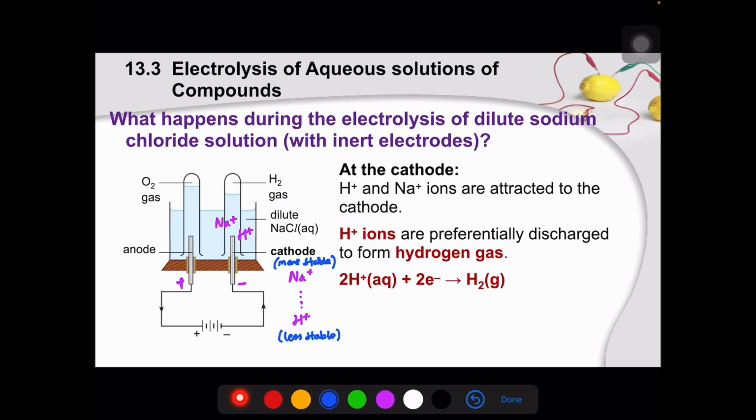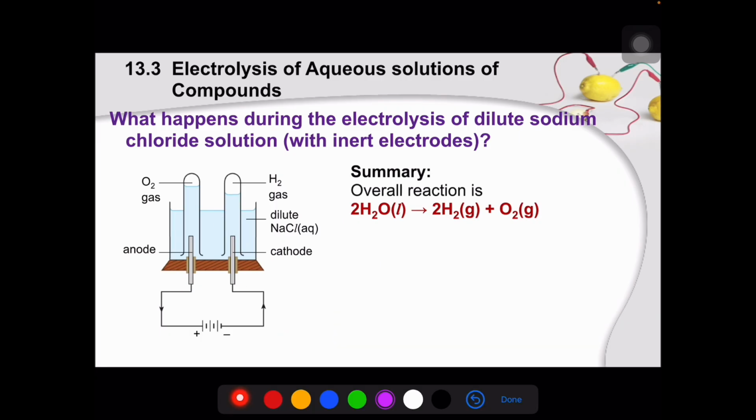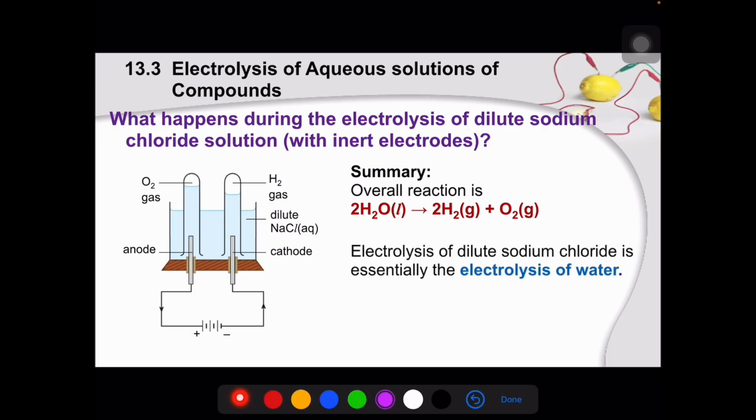This is how the reaction will look like. And similarly, you will see effervescence. So a lot of bubbles form. You'll see the air column at the top. Then the hydrogen gas will be gathering there. And over time, all the hydrogen ions will be used up. And you're left with your sodium ions remaining in the solution. So this is what happens at the cathode. Now, when you put everything together, in summary, the overall reaction is actually 2H2O becoming 2H2 plus O2. Basically, if you sum up the entire process, you realize that, hey, actually this is just electrolyzing the water.